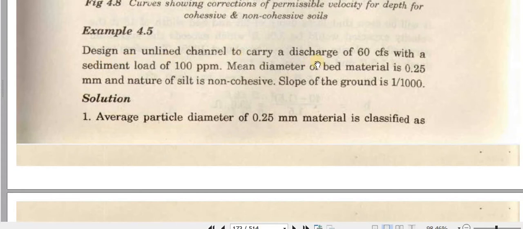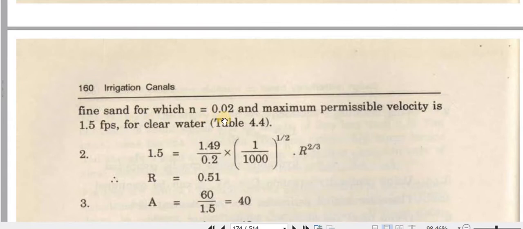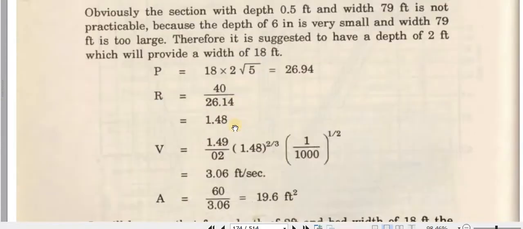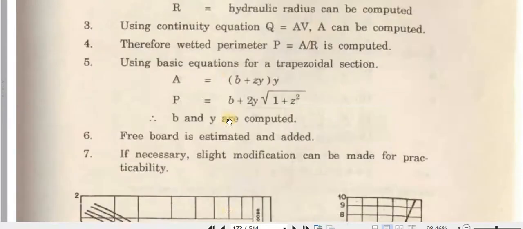Design an irrigation channel to carry a discharge of 60 cubic feet per second with a sediment load of 100 ppm. The mean diameter of bed material is 0.25, and the nature of silt is non-cohesive. Slope of ground is 1/1000. The average particle diameter of non-cohesive soil is 0.25 millimeter, classified as fine sand, for which n and velocity are 1.5 and 0.02. 1.5 and 0.02.